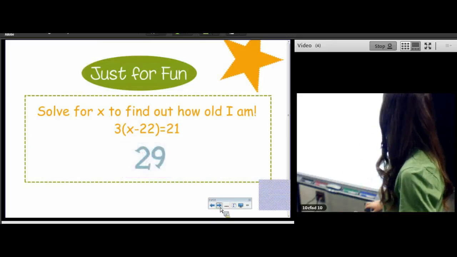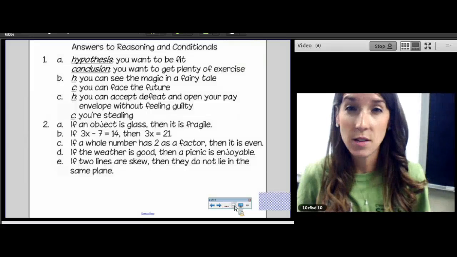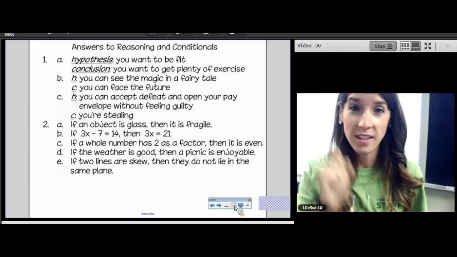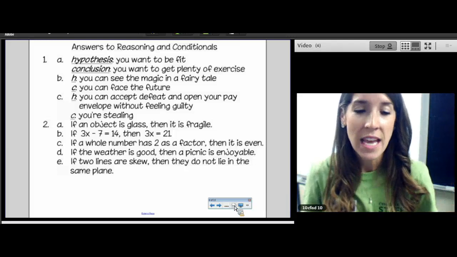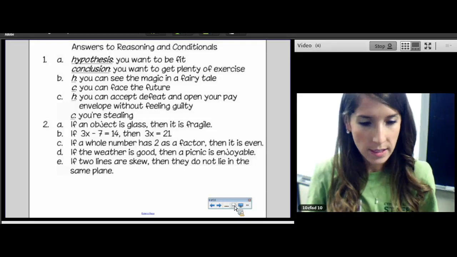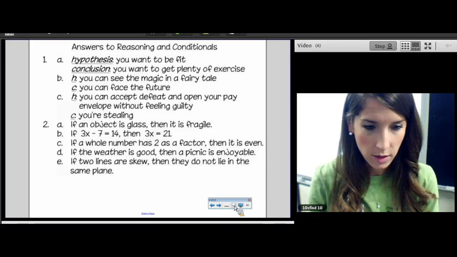Okay. Let's check our answers to the homework. And then we will get into today's lesson, which is Algebra Review number 1, solving for X, actually using our calculator possibly. And then we will take a quiz. So check your homework.